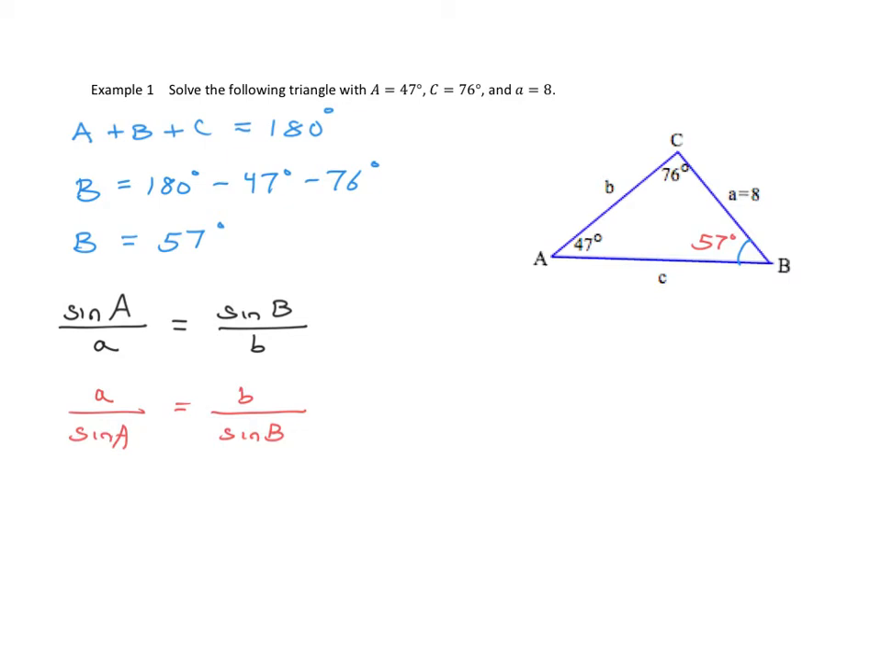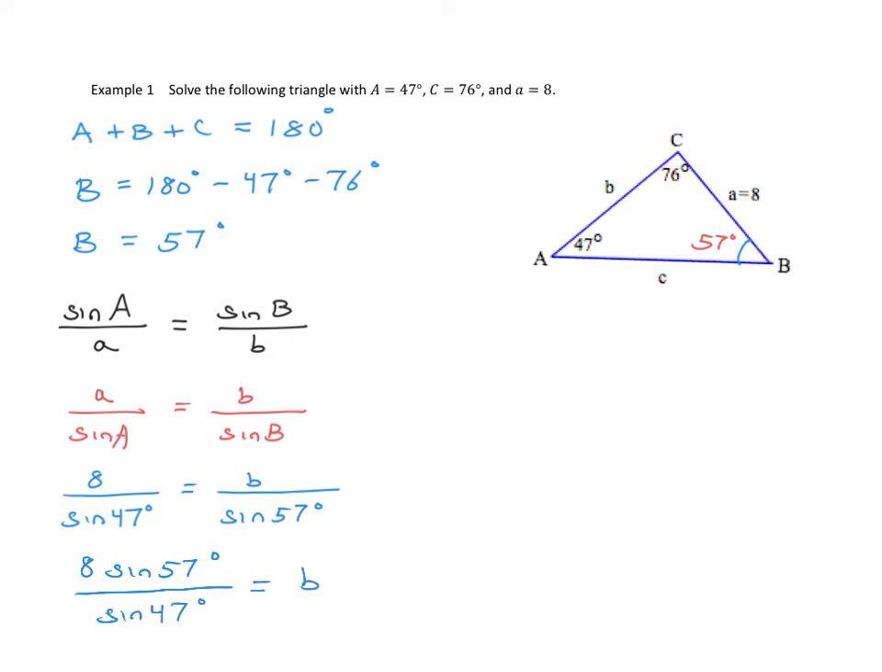So let's see, a is equal to 8. Sine of A is sine of 47 degrees. That's equal to b, the thing I don't know, divided by sine of 57 degrees, the thing we actually just solved for. If you want to solve for b, I can multiply sine of 57 degrees to this side of the equation. So what we get is the following: 8 times sine of 57 degrees divided by sine of 47 degrees is b.